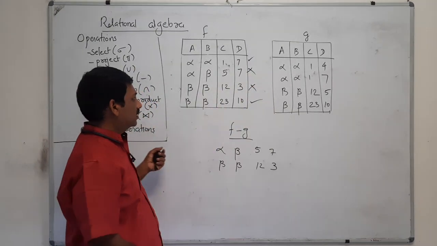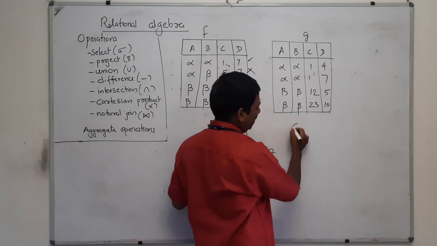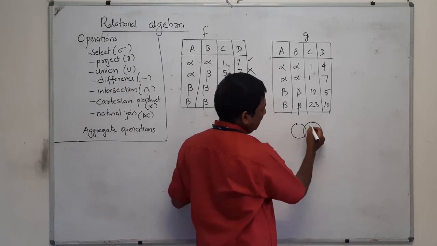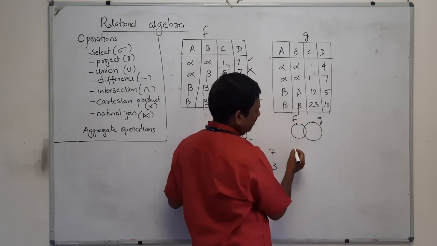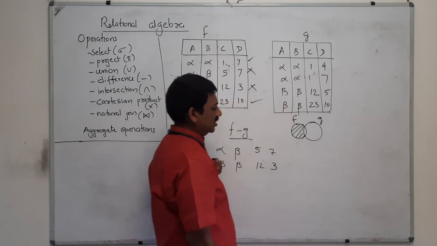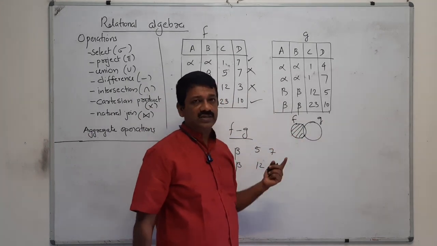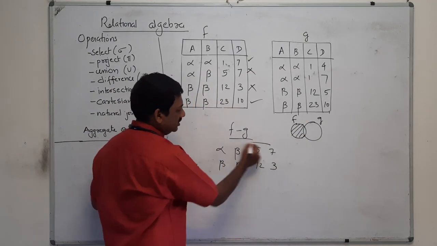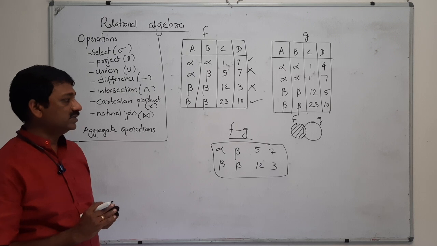That means the definition of F minus G is actually as a Venn diagram. It is like this. If this is F and this is G, what is F minus G? F minus G is this much. That means present in F but not in G. That means this is the result. Okay, that is all about F minus G.